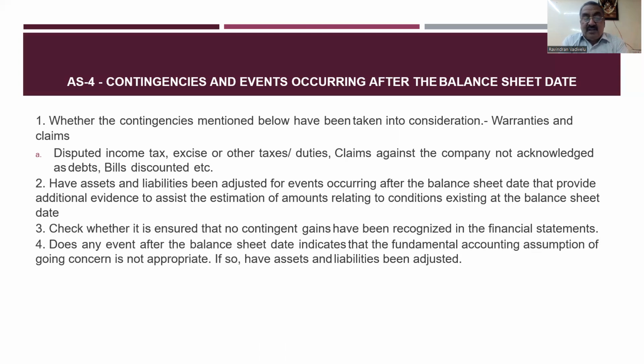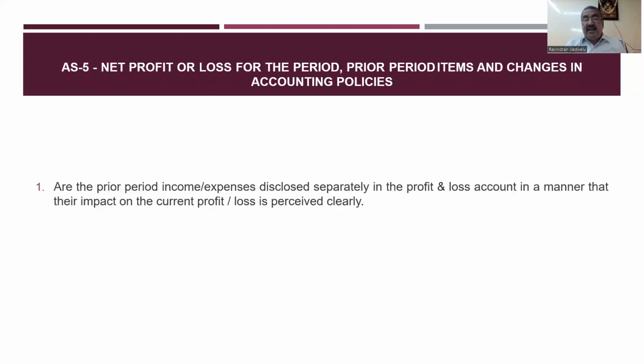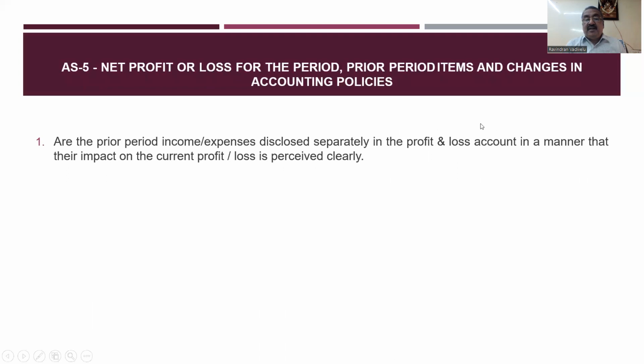So the fundamental accounting assumption of going concern has to be seen by the practicing unit, and if anything is not appropriate, you have to specifically report it in your AS 4. And AS 5, that is net profit or loss for the period, prior period items and changes in accounting policy. That is, if any last year expenditure or last year profit comes into this year, that is, a prior period item entered in the financial statement of the current year, as a practicing unit you have to see whether those things have been included or not.